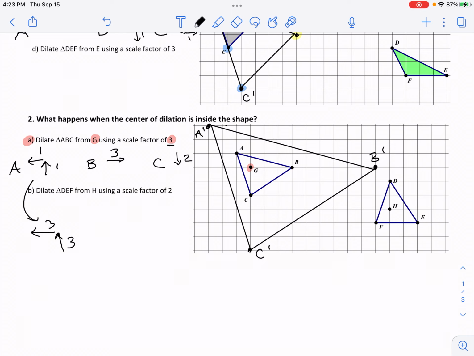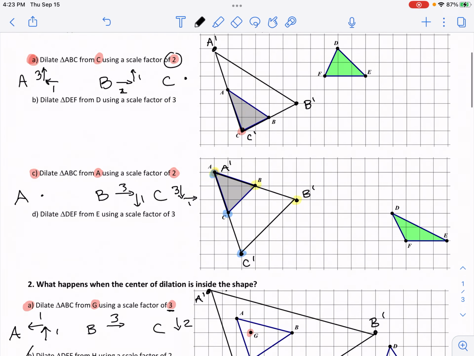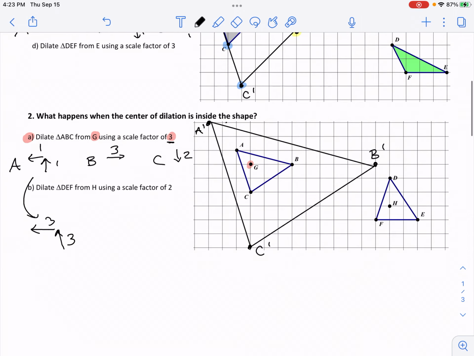All right, and when we have a dilation inside the shape, we get what are called concentric triangles: a triangle within another triangle. For the previous ones, you do technically have a triangle within another triangle, but it's on the boundary and the edges of the triangle. So that's a little bit different, right? We can see subtle differences there.